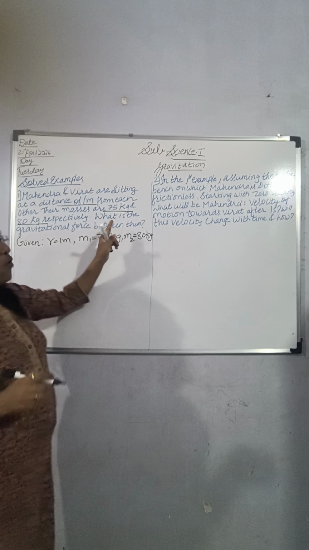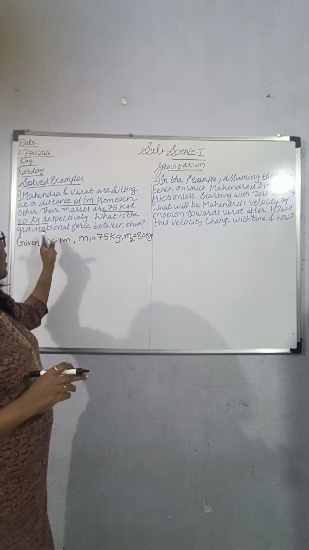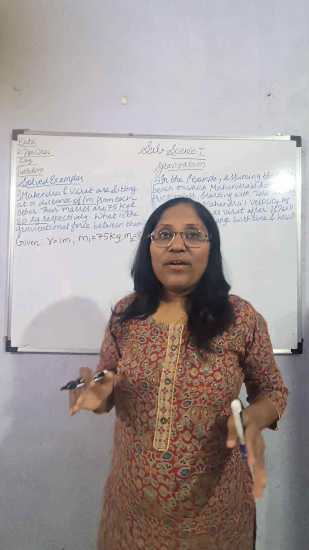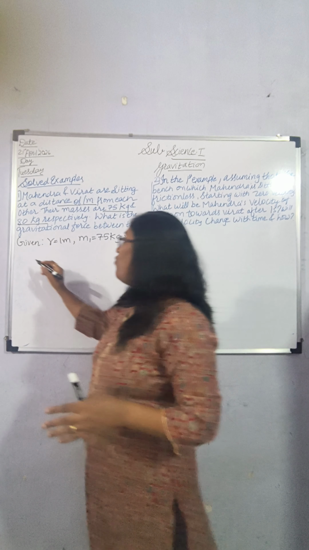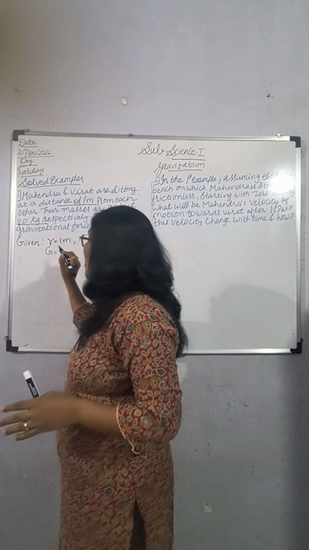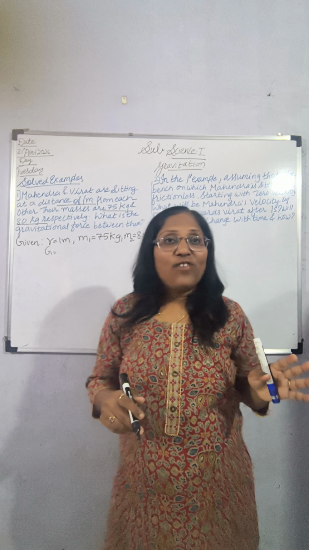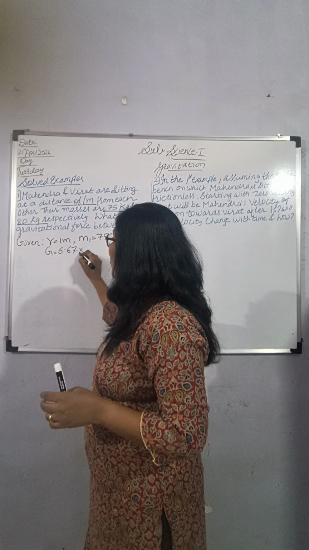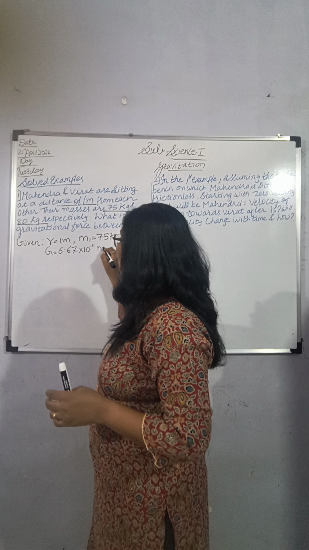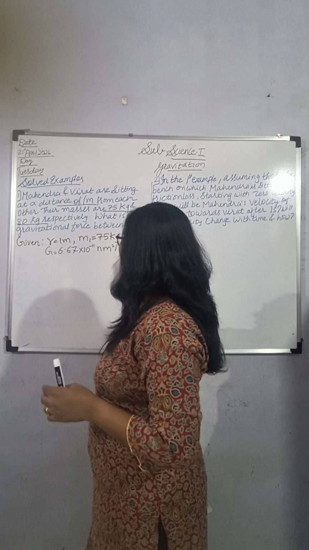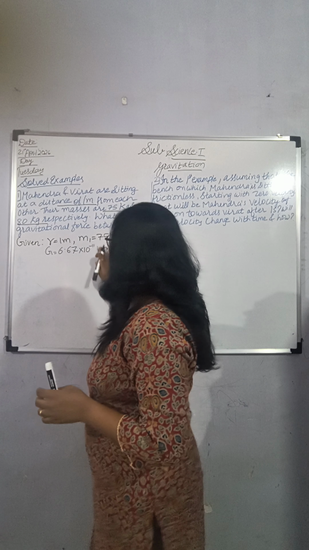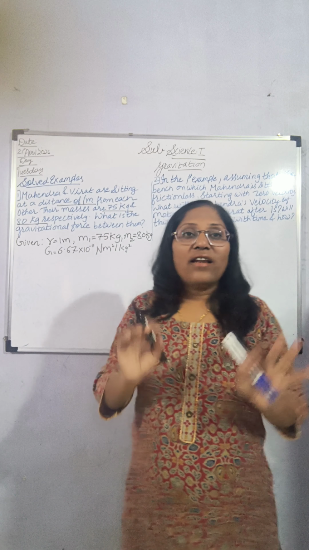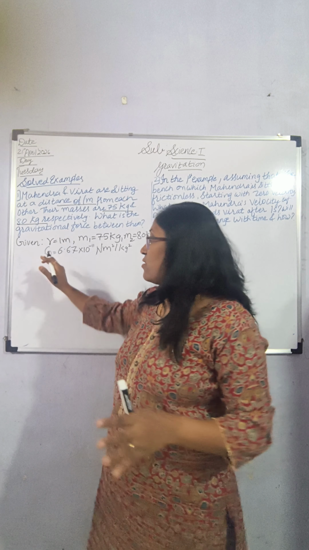So what is to be found over here? What is the gravitational force between them? You are going to find the gravitational force. Now gravitation constant is given by G. In yesterday's lecture I told you the value of G. It is 6.67 into 10 raised to power minus 11 Newton meter square per kg square. This is the gravitation constant. It never changes. Is it clear? So this is the given.